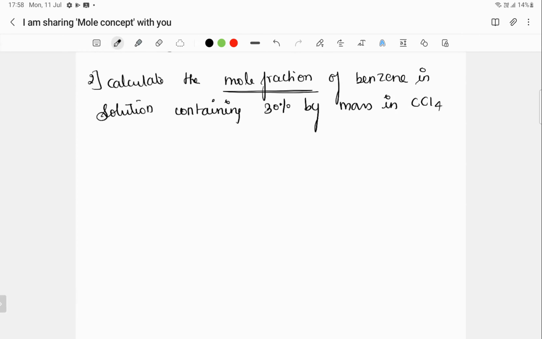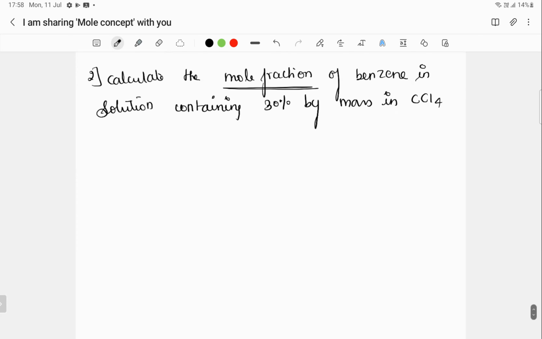You have to use mole fraction of solute is equal to number of moles of solute divided by number of moles of solute plus solvent. Number of moles of solute is given mass by molar mass, given mass 30. You need to find the molar mass of benzene. Are you confused? Slightly confused? Those of you online, are you doing it? Yes, ma'am. Okay, you just do it. I'll come.